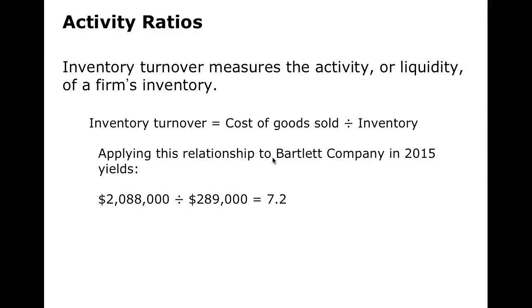Now, inventory turnover measures the activity of a firm's inventory. We look at the cost of goods sold divided by inventory to get the inventory turnover. The cost of goods sold is sales minus the gross profit margin. So you look at the revenues and the cost for those revenues, and divide by inventory. And again, the higher this number, the better.